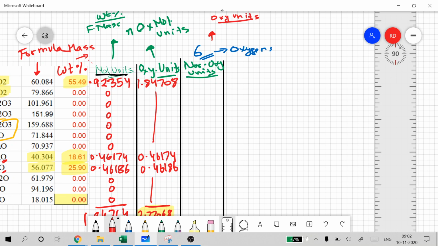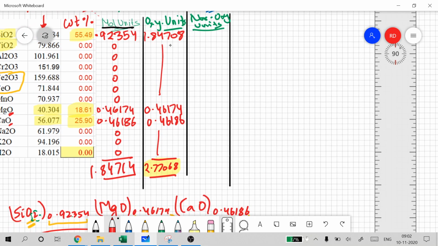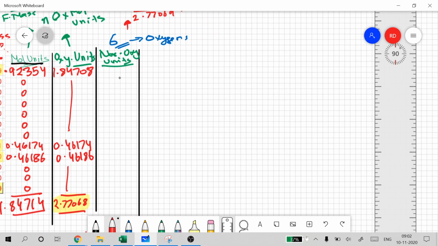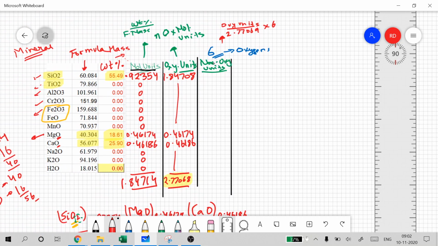So you'll use oxygen units divided by 2.77069 into 6. This is what you did here actually. How many oxygens will go with each of these? In the final formula, you want there to be 6 oxygens. So you take 1.847 divided by 2.77 into 6. This is just normalization: if 2.77 total contains 1.84, 6 will contain these many.